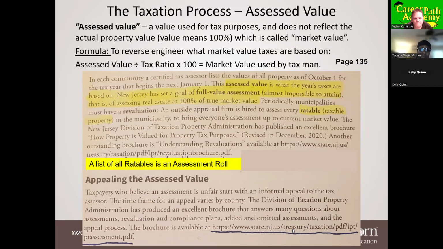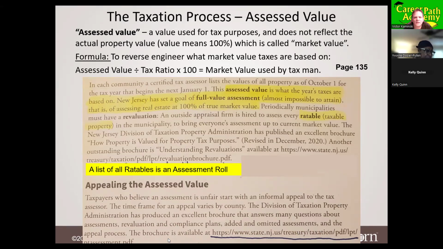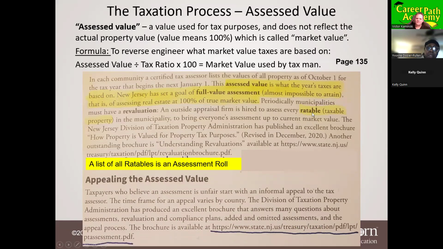I have a question. I'm taking my notes, and you said the list of all the rateable. What did you say? What is that called? A rateable is a taxable property. A list, okay, you see down here, a list of all ratables is an assessment roll. Thank you. You're welcome.